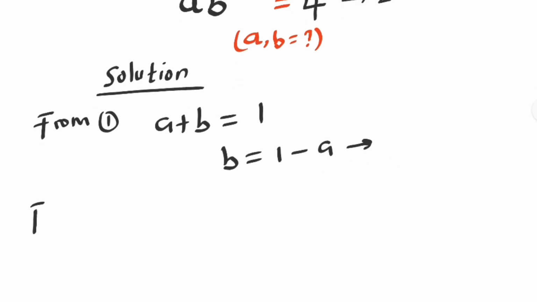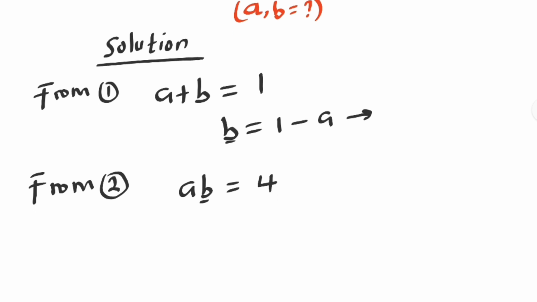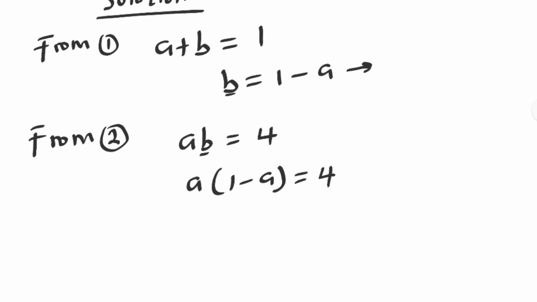From equation 2, AB is equal to 4. Now we can substitute for B, which is 1 minus A. A bracket 1 minus A is equal to 4. Let's open the bracket. A multiplied by 1 is A, minus A multiplied by A is A square, equal to 4.